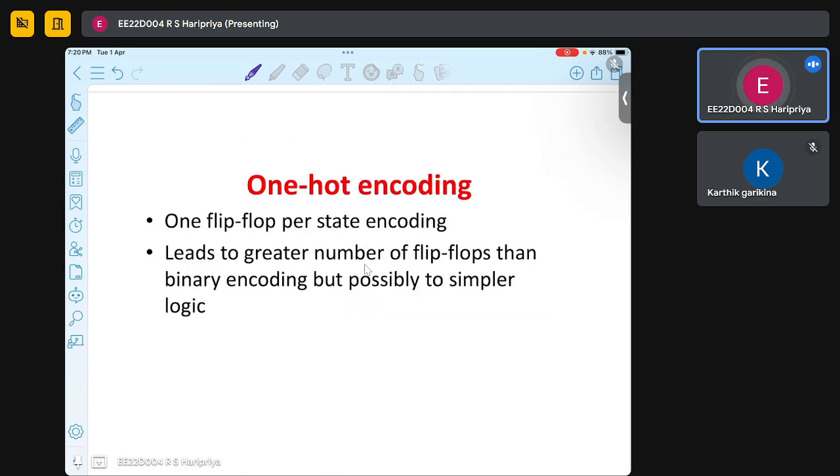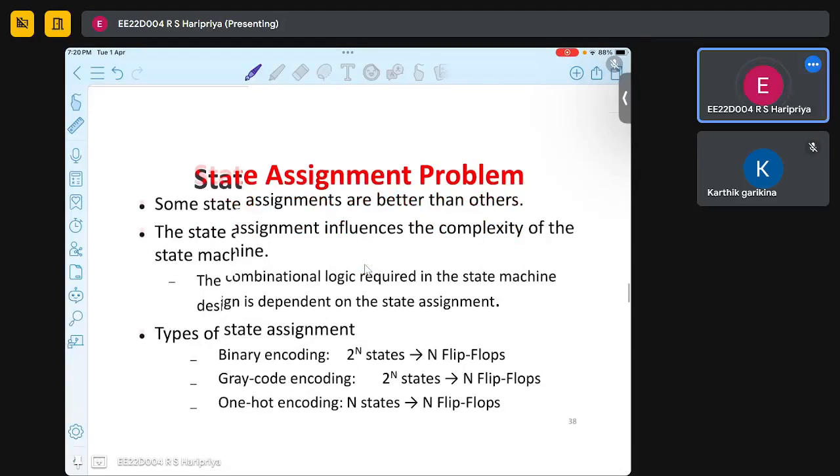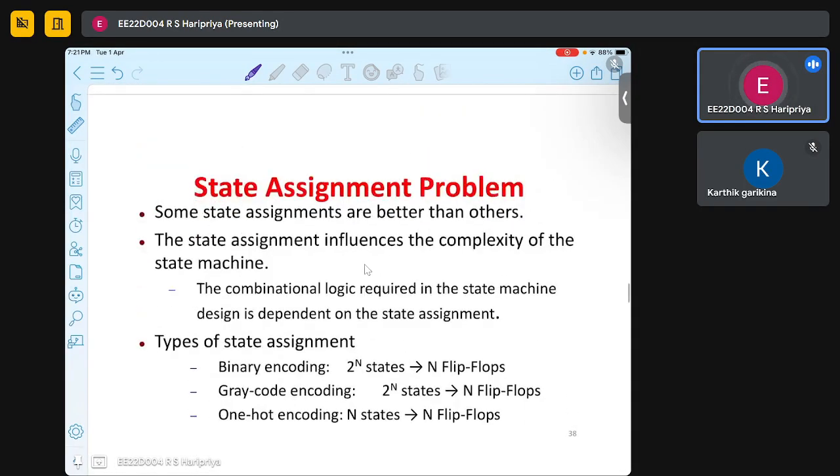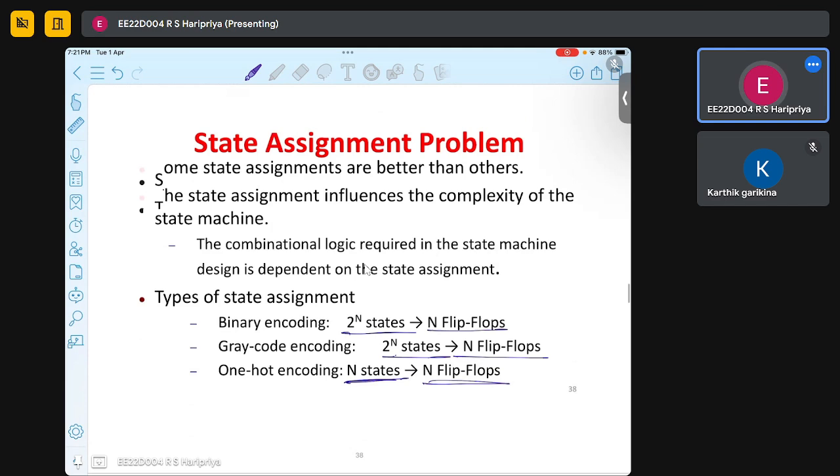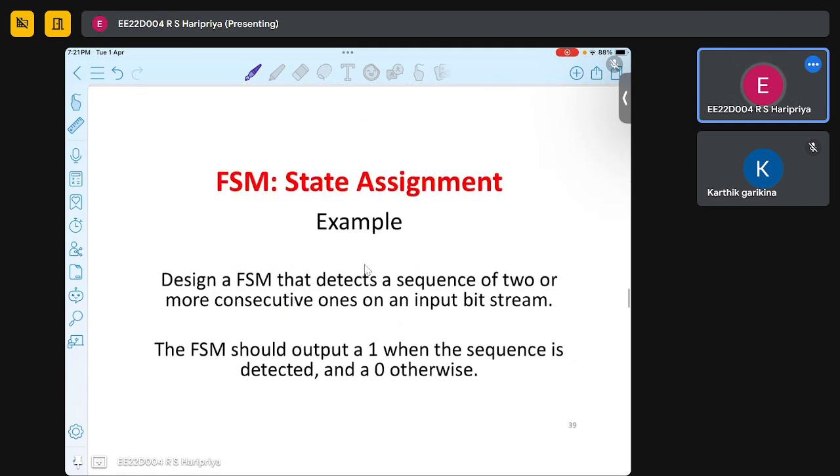One-hot encoding means if we have 3 flip-flops, then we need 3 bits. At a time, only 1 bit will be 1. So how to assign the states? If it is binary, 2 to the power n states for n flip-flops, or one-hot n states for n flip-flops. And gray also 2 to the power n states for n flip-flops.